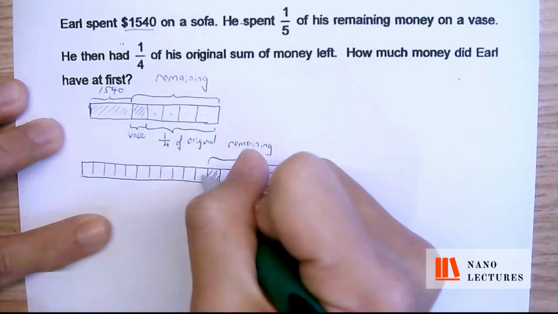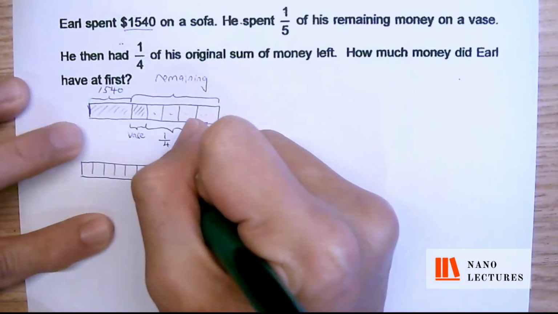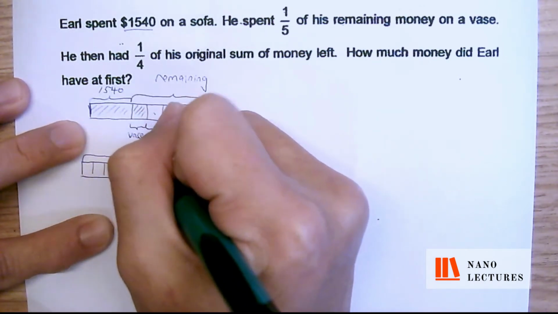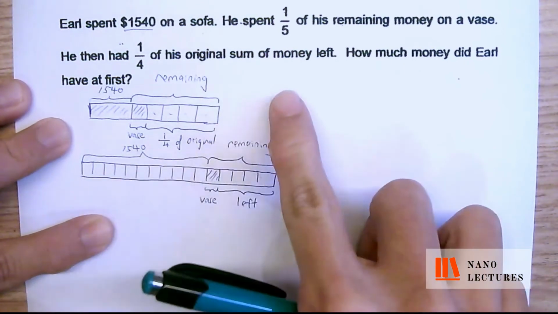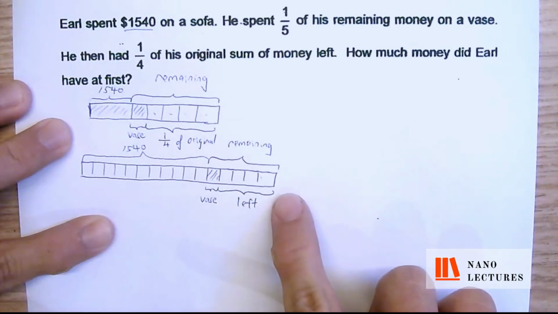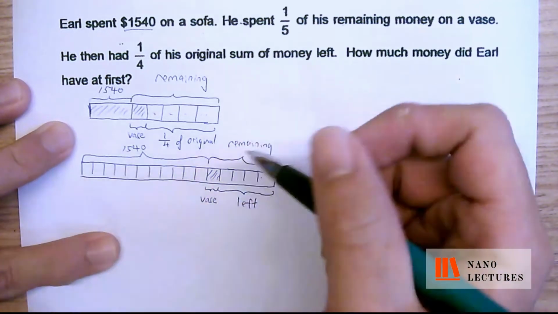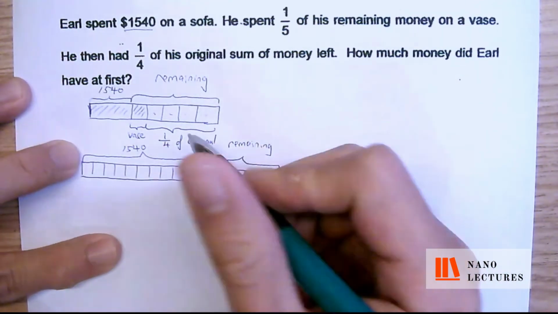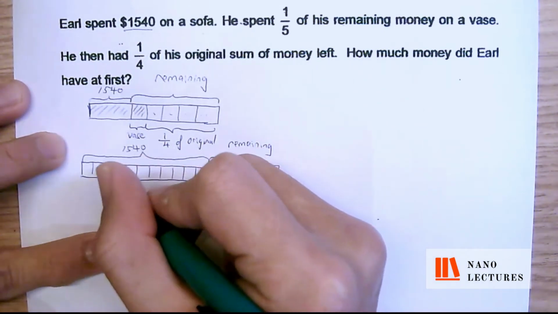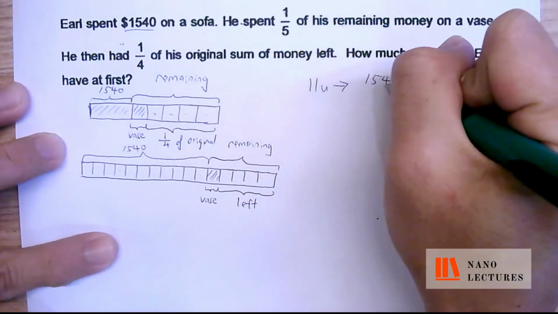What does this tell us about the rest? This is your 1,540. You see I'm using the first model to get more information before I go and draw a second model. Now the second model is a lot more accurate, a lot easier for you to understand. Now how many units represent 1,540? 1, 2, 3, 4, 5, 6, 7, 8, 9, 10, 11. So 11 units is 1,540.